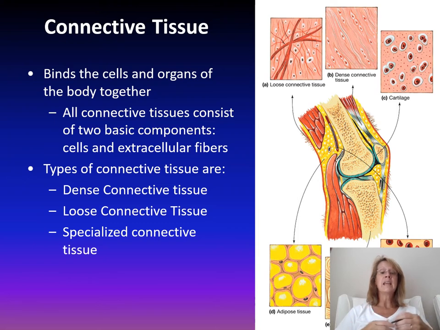And again, it gets its name because it binds the cells and organs of the body together. Connective tissue has the actual cells in it and then a lot of fibers. And a fiber that we're going to see over and over again is collagen fibers. Collagen fibers are one of the strongest fibers that we have in our body. They're the fibers that hold our skin on, and we'll talk about that when we talk about skin. And collagen is a quaternary protein. It is one of the most advanced proteins that your body can have.